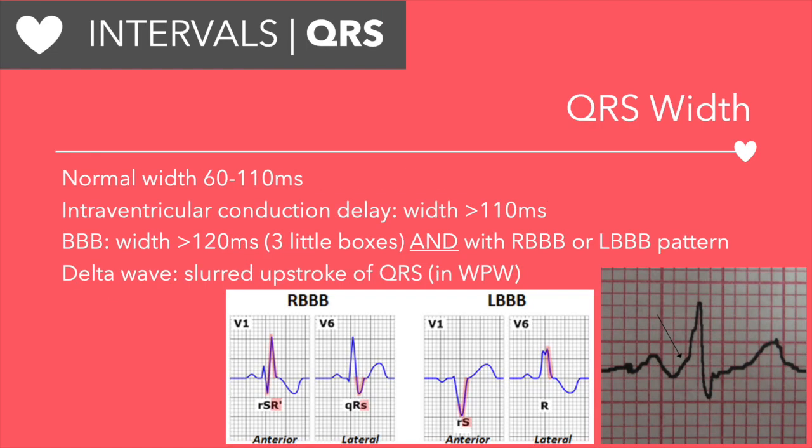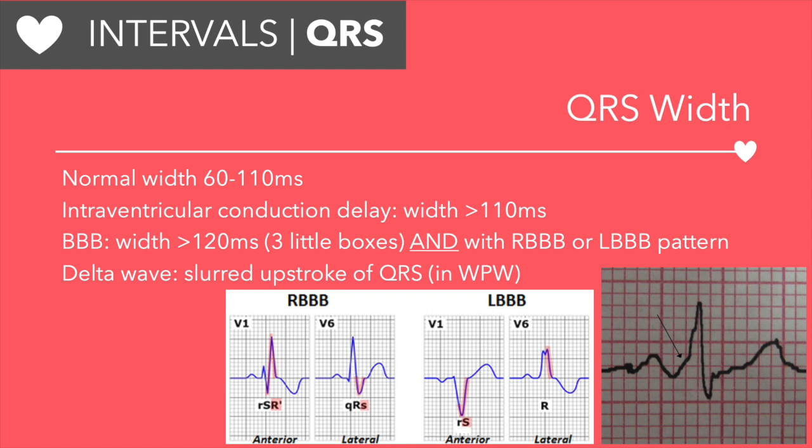QRS width. The normal width is 60 to 110 milliseconds. When we refer to intraventricular conduction delay, this means that the width is greater than 110 milliseconds. Bundle branch block is defined as a QRS width of 120 milliseconds, which is 3 little boxes, and a right bundle branch block or left bundle branch block pattern.